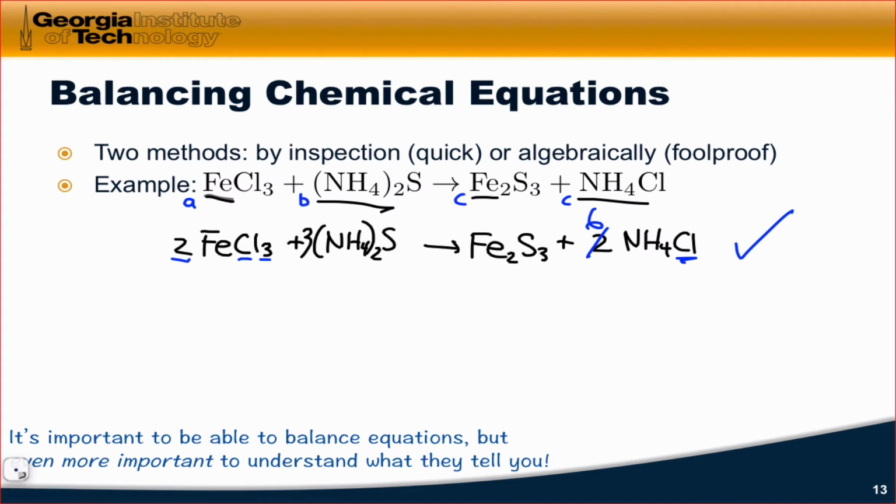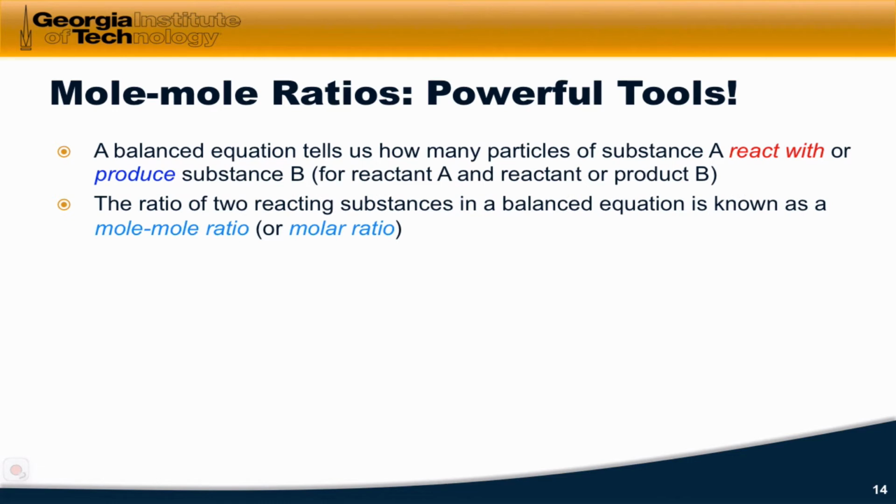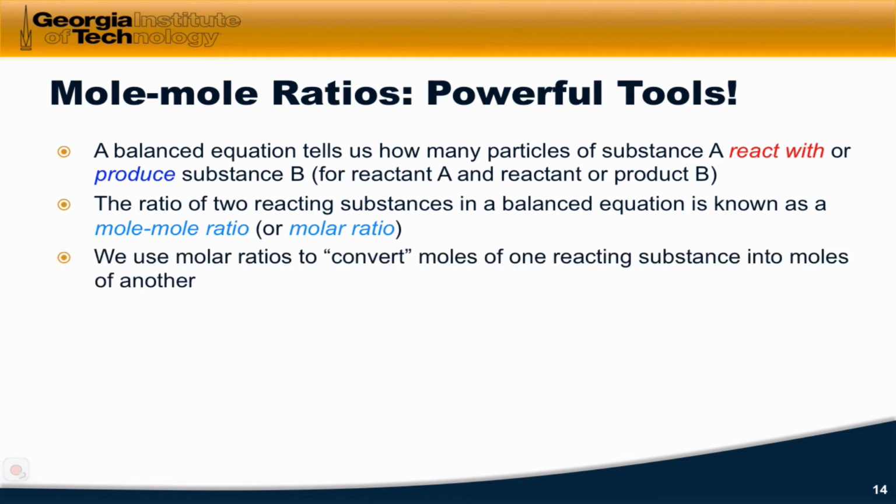The power of balanced equations really is in these stoichiometric coefficients, because now we know the ratios of elements that combine in the course of a chemical reaction. More formally, a balanced equation tells us how many particles of a substance A react with or produce a substance B. The ratio of two reacting substances in a balanced chemical equation is what we'll call a mole-mole or a molar ratio. And we use these molar ratios to convert moles of one reacting substance into moles of another.